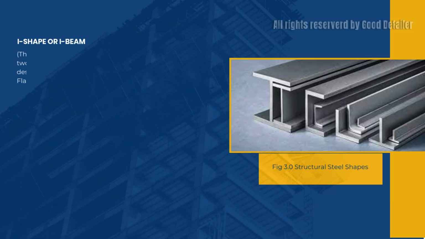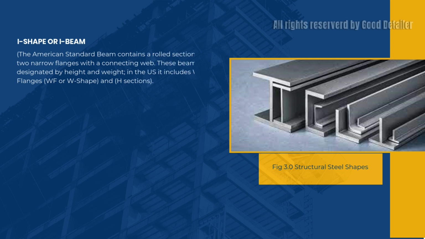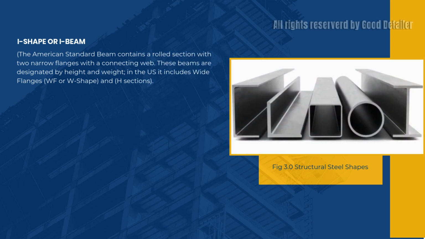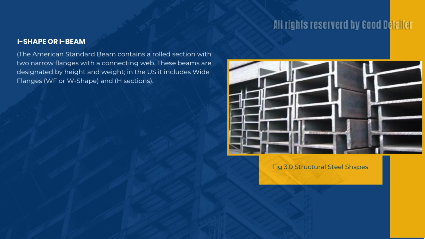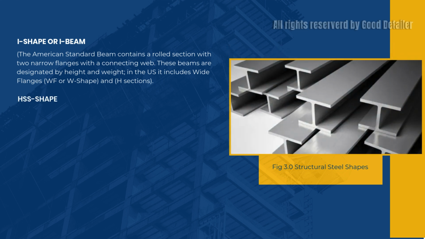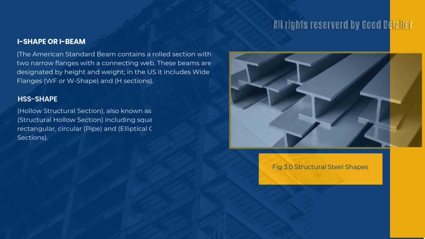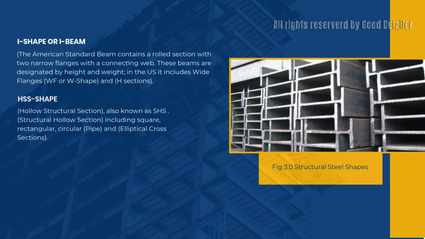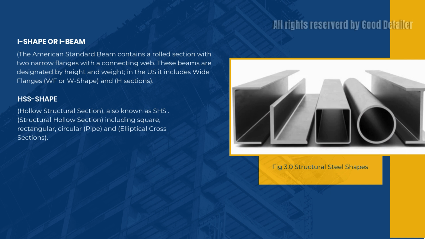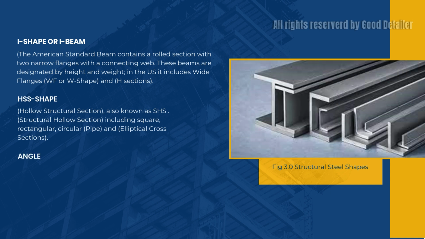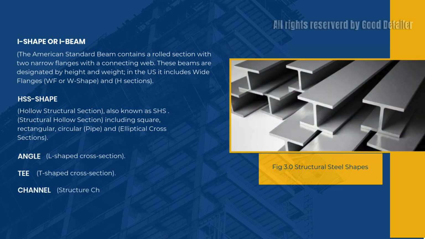I-shape or I-beam. The American standard beam contains a rolled section with two narrow flanges with a connecting web. These beams are designated by height and weight. In the U.S., it includes wide flange, WF or W shape, and H sections; HSS shape, hollow structural section, also known as SHS, structural hollow section, including square, rectangular, circular, pipe, and elliptical cross sections; angle, L-shaped cross section; T-shaped cross section; channel, structural channel, or C-beam or C-cross section.